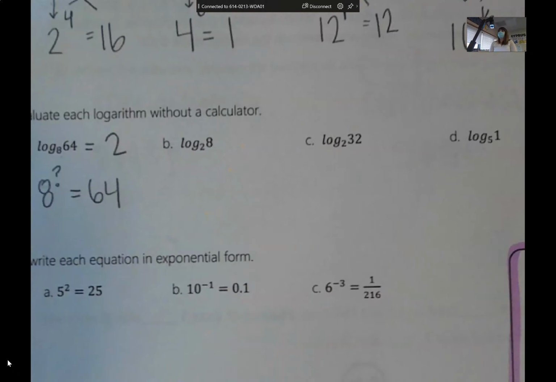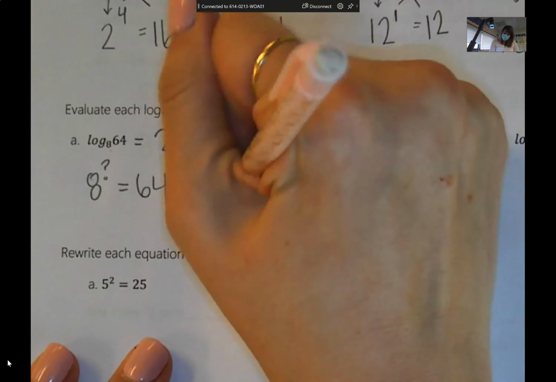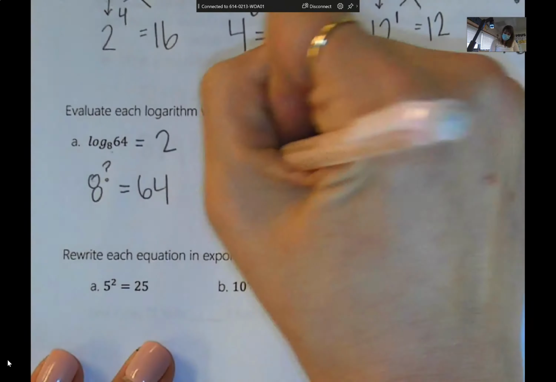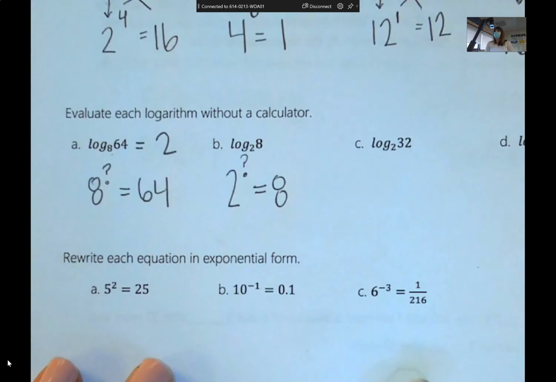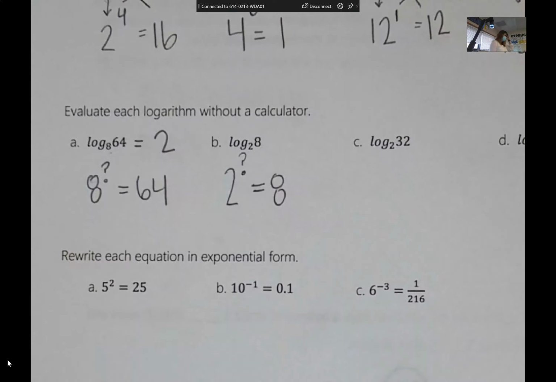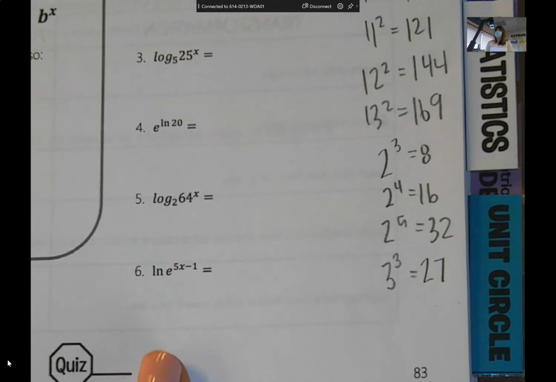So this next one is asking, 2 to what power will equal 8? What would I raise 2 to equal 8? So you could come to this cheat sheet that I made you. What does that one equal? 2 to what power equals 8? 3.